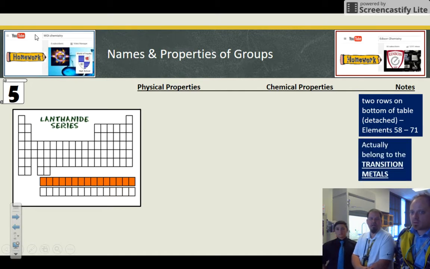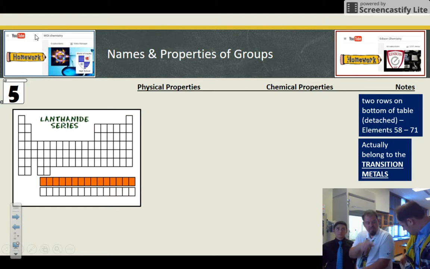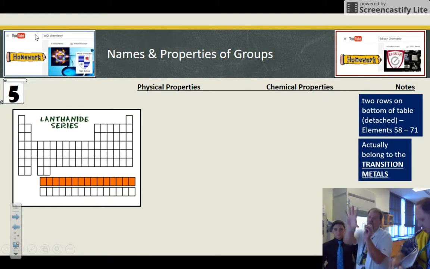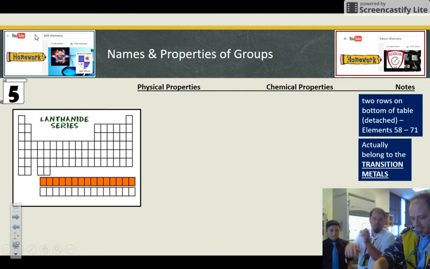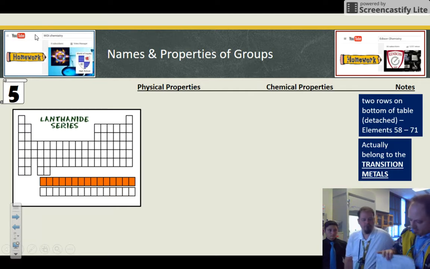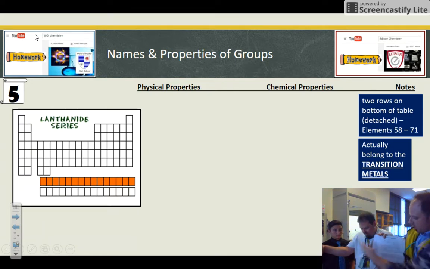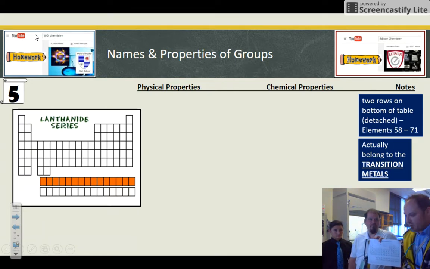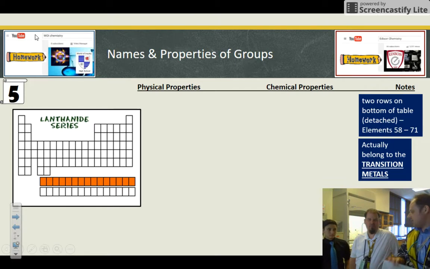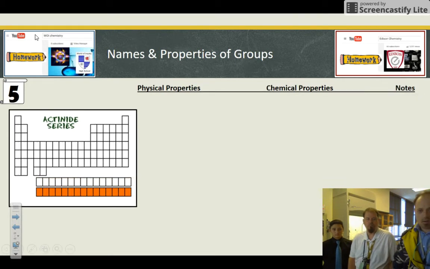And there are 2 rows on the bottom, detached. They actually belong to the transition metal family. You see in this picture, the space is missing, and in yours, there's an actual blowout, a thick black line there. So you should actually cut the periodic table here, open it up, and stick these 2 rows here. But that would be a really long periodic table that would never fit on a piece of paper.